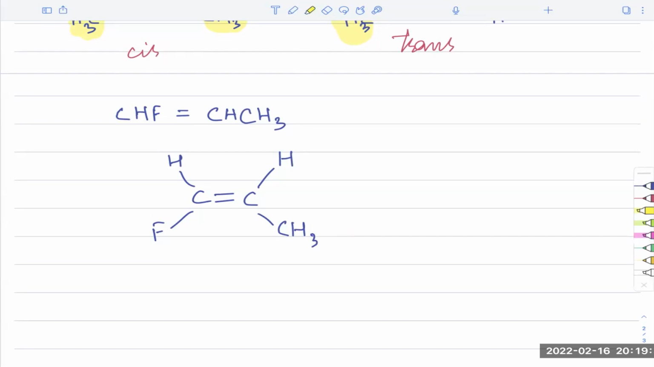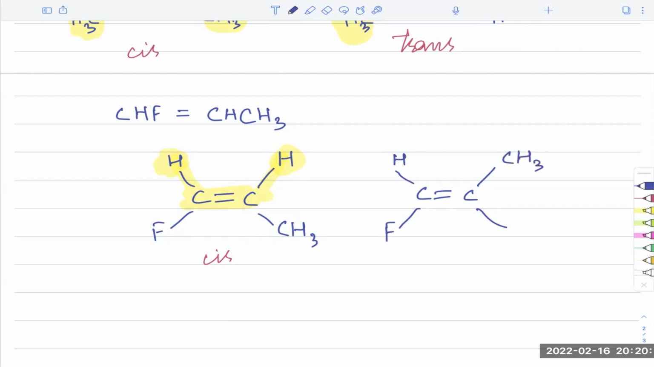Now, what is this thing that I'm going to focus on? I have hydrogen on either side, so I'm going to focus on hydrogen. It's your choice. You can focus on fluorine and methyl. That's perfectly fine. So this one, because they're on the same side, this is cis, and this one, they're on the opposite side. Now I'm going to keep this one the same, but switch the other two.